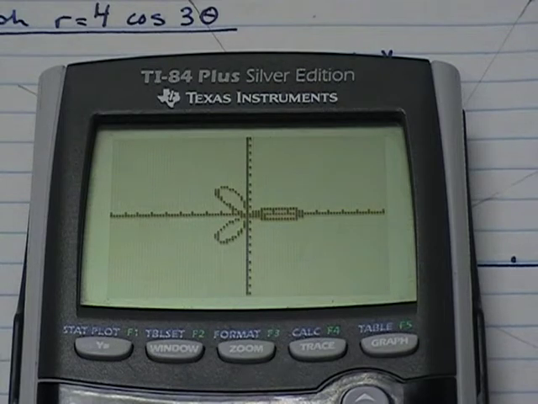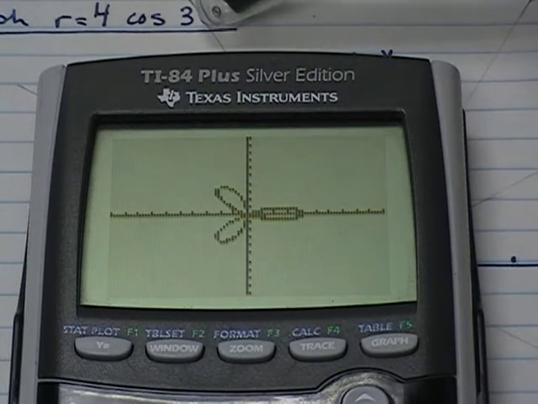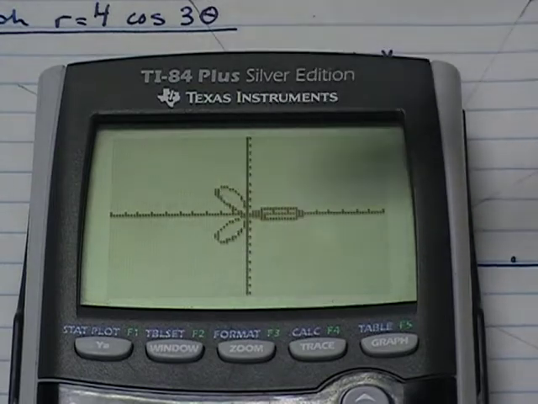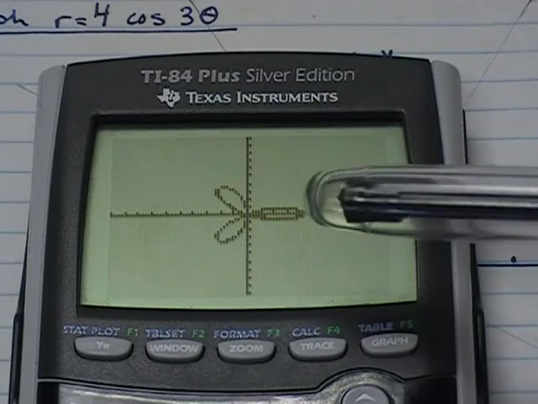And anytime you have a cosine equation with an odd numbered theta, so cosine 3 theta, cosine 5 theta, cosine 7 theta, you get that number of petals. So whatever this number here is, this 3, that's how many petals you'll have. And whatever this number here is, this 4, is how long they'll be.